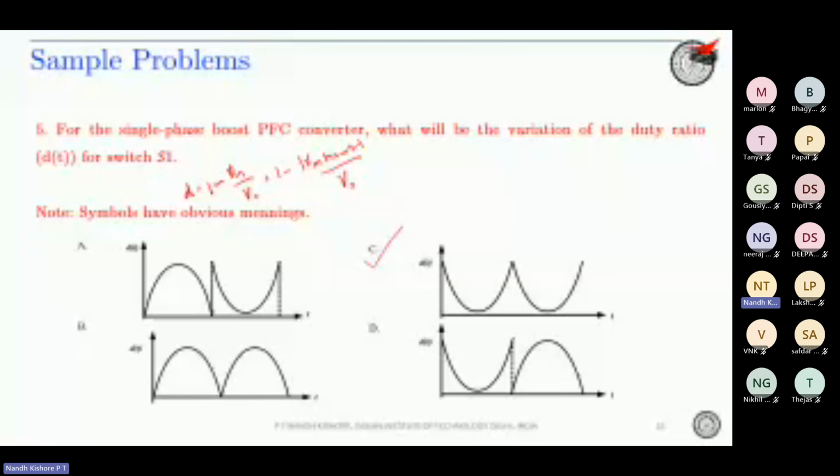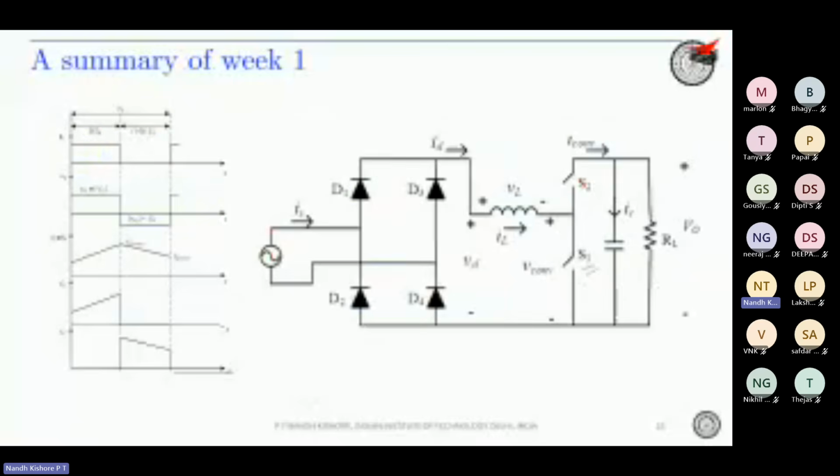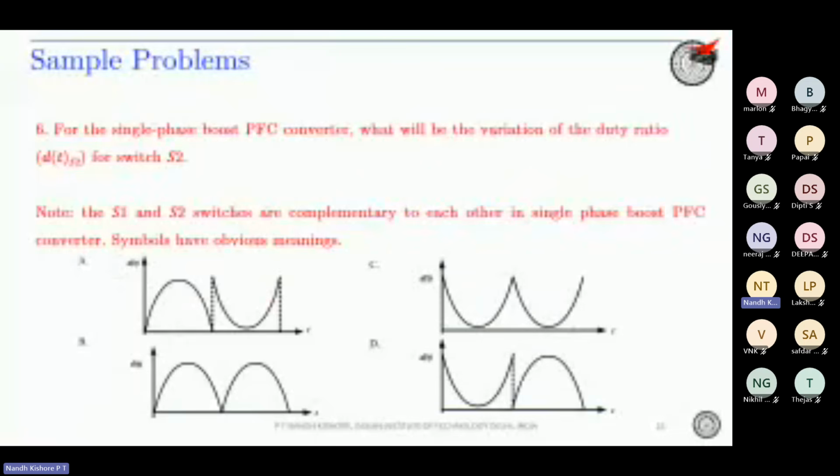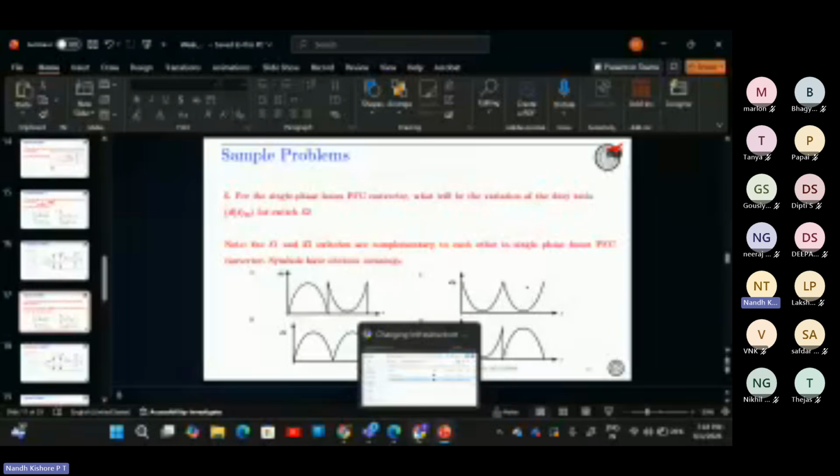Anyway, so this is for single phase for switch S1. So what about switch S2? Go to question number 6, everyone. For the single phase boost PFC converter, what will be the variation of duty ratio for switch S2? S1 and S2 are complementary to each other in the single phase boost PFC converter. So any answer? How would switch S2 vary? S2 is your complementary device.